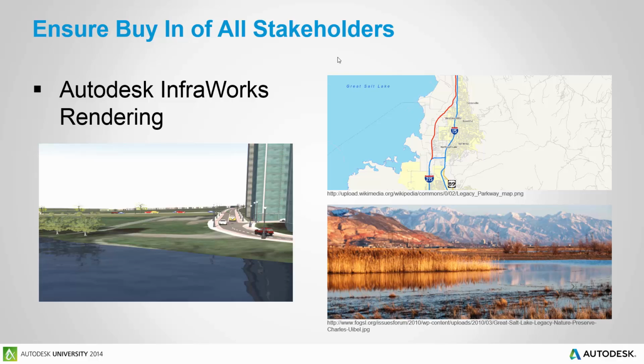For instance, if we look at the Legacy Parkway in Utah, this was an 11.5 mile 4-lane freeway that cost taxpayers $685 million due to multiple construction delays from a lawsuit that halted construction over environmental concerns. If they had used high visualization tools to communicate the design to the public much sooner in the process, they could have saved a lot of money.